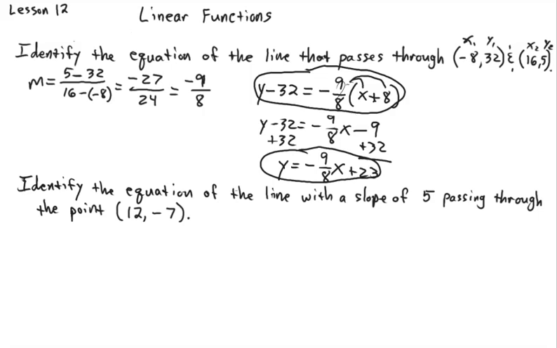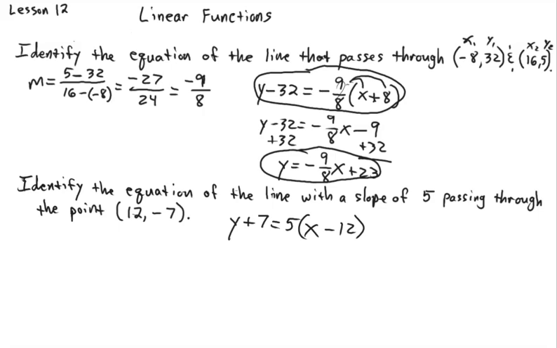Well, since we have a slope and a point, we can use point-slope form. So we're going to do y minus the y value, which is negative 7. So y minus negative 7 is y plus 7. Then we're going to do the slope, which is 5. Then we're going to do x minus the x value, which is 12. X minus 12. It's that easy. You got a point, you got a slope, you got a point-slope form.